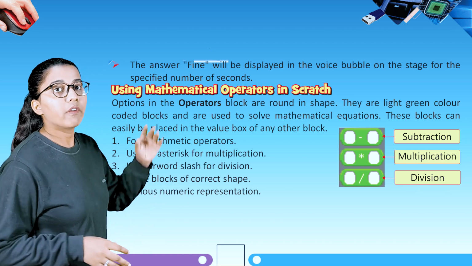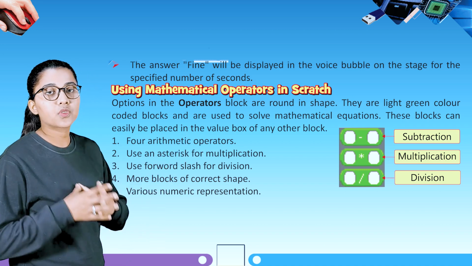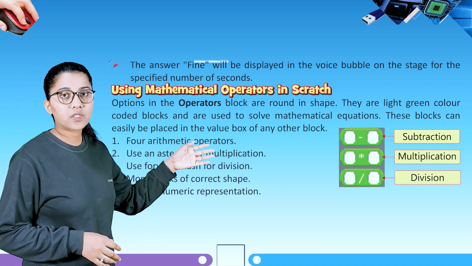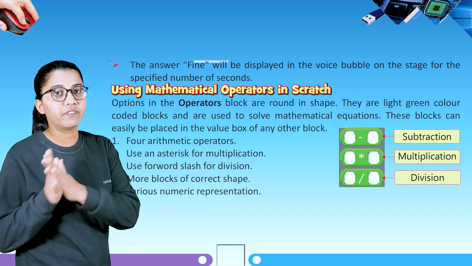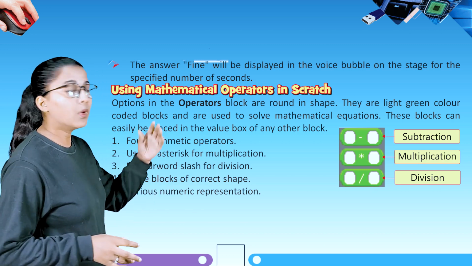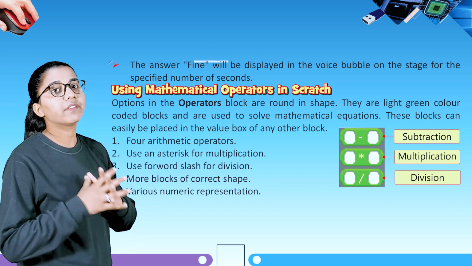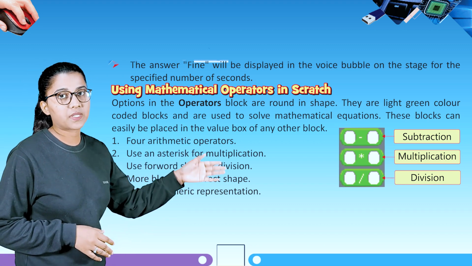So, first, for arithmetic operators. Second, use an asterisk for multiplication. Third, use forward slash for division. And fourth, a block for the correct shape. And fifth, various numeric representations.